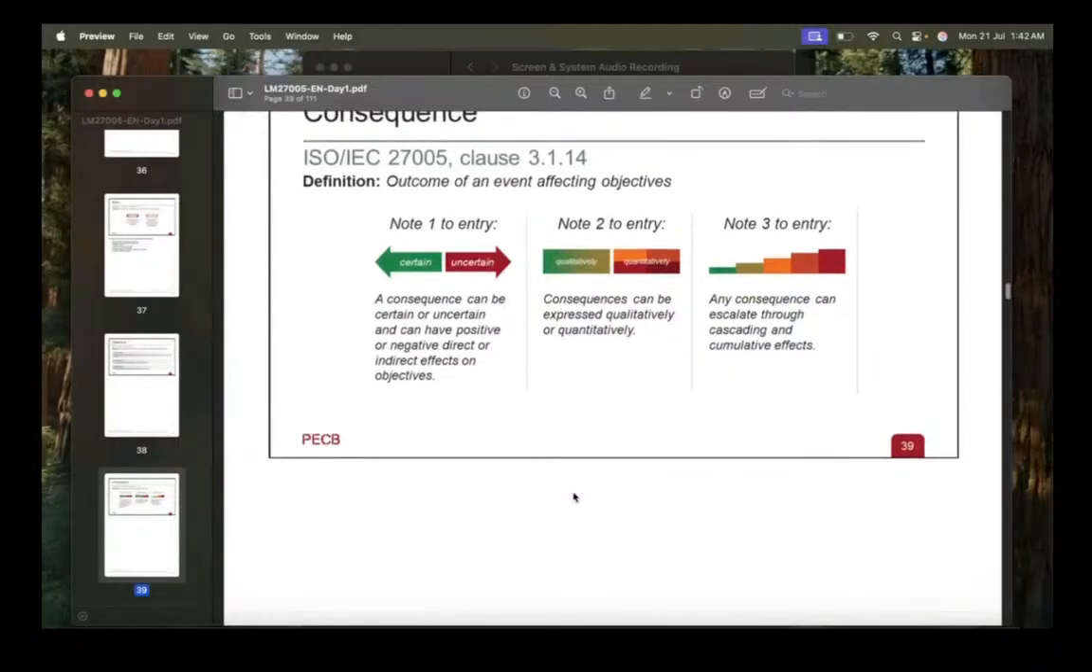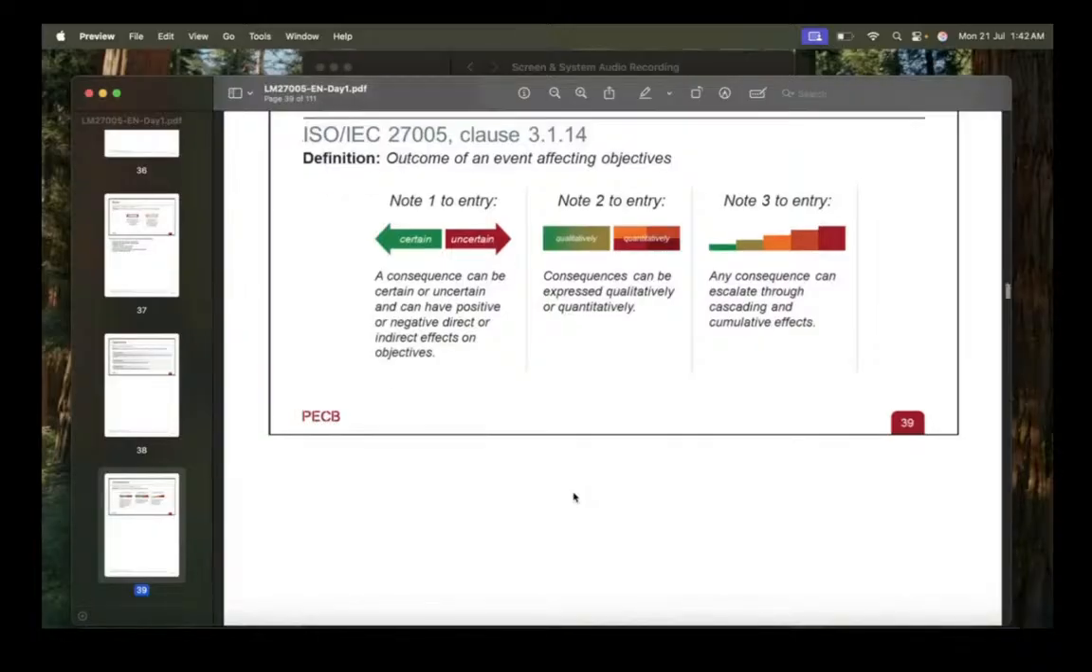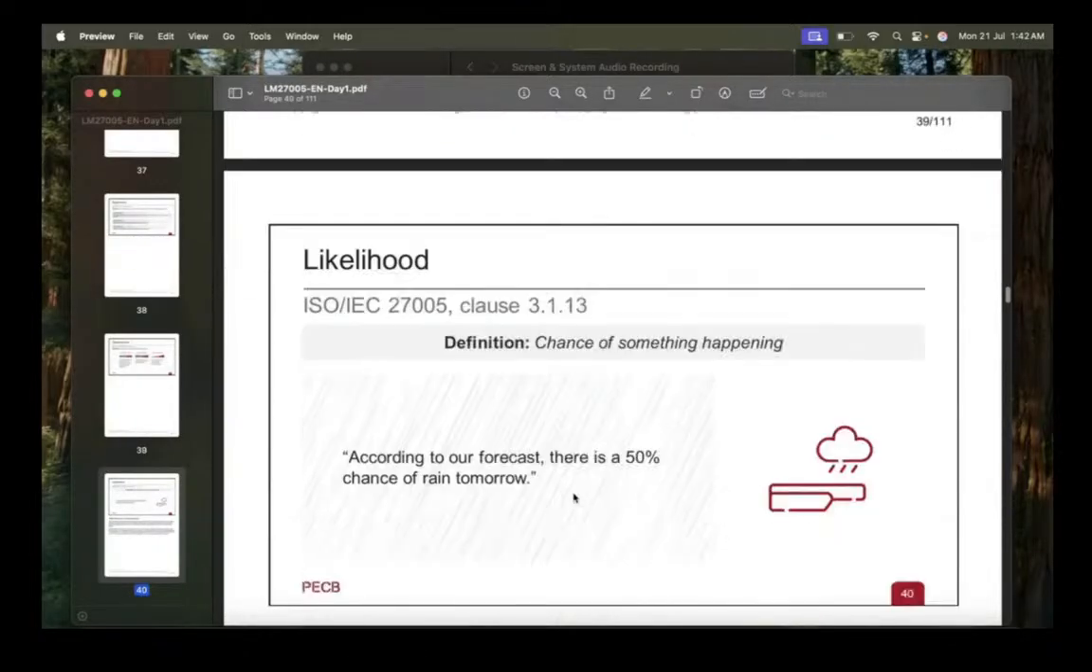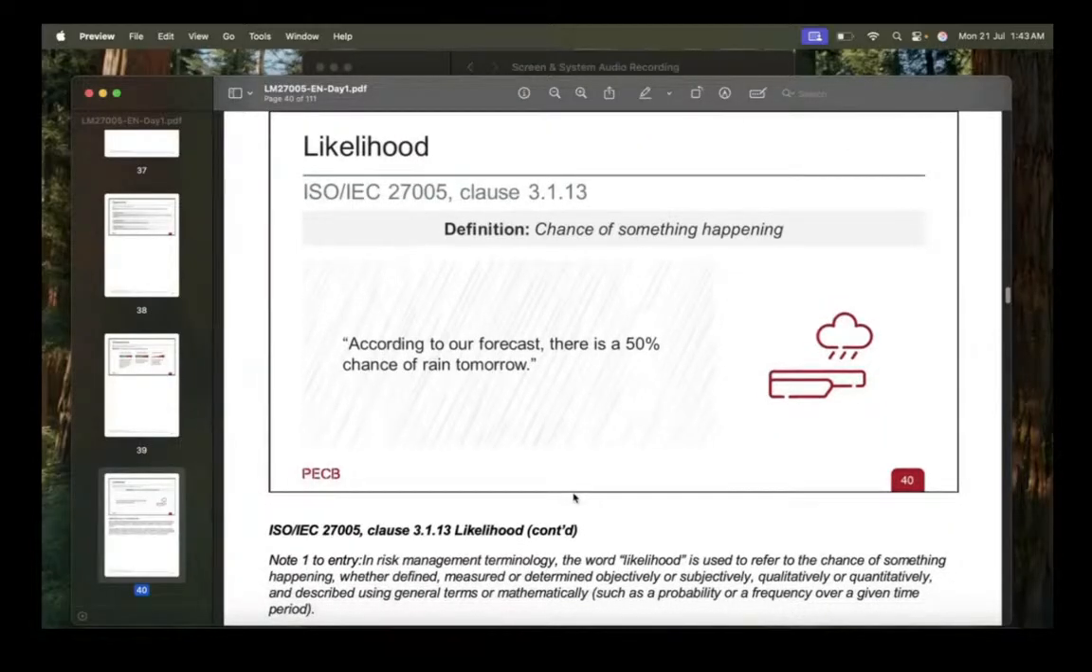And just to define it, what is a consequence? It is an outcome of an event which affects the objectives. So we have understood events, we have understood opportunity. I hope you're taking brief notes on these points. And then we have understood consequences. Now the next thing is likelihood. These are some important definitions that are going to help us further.